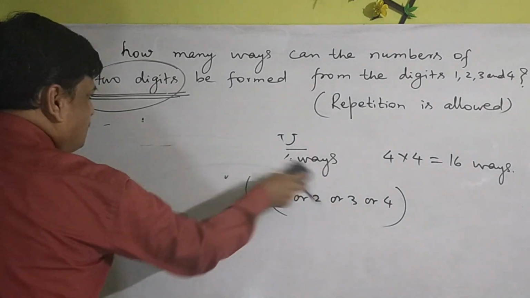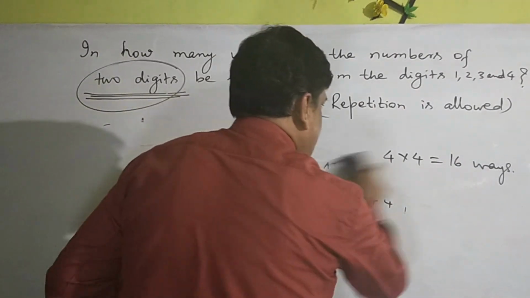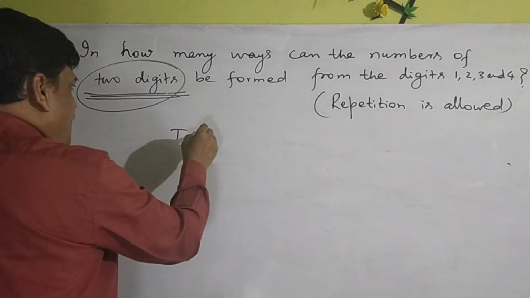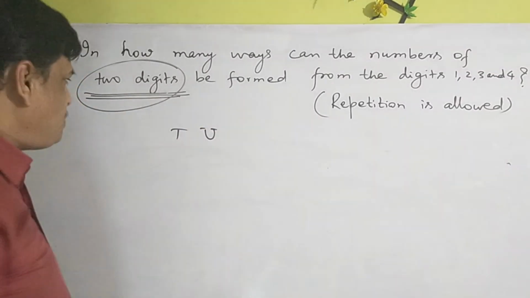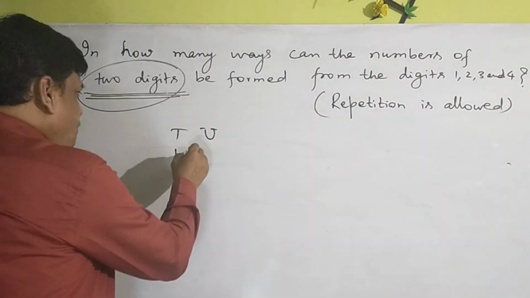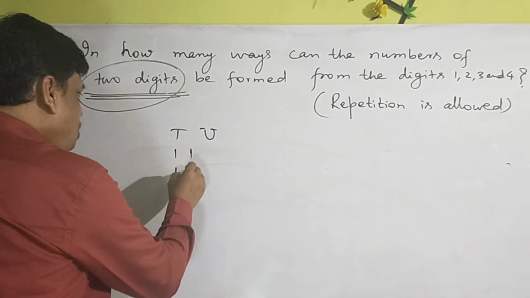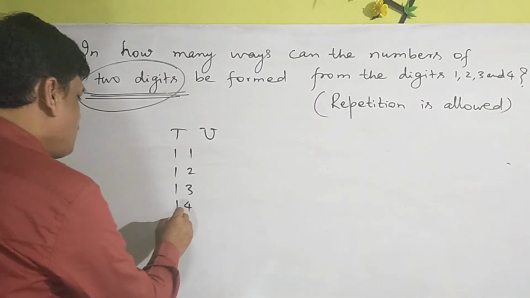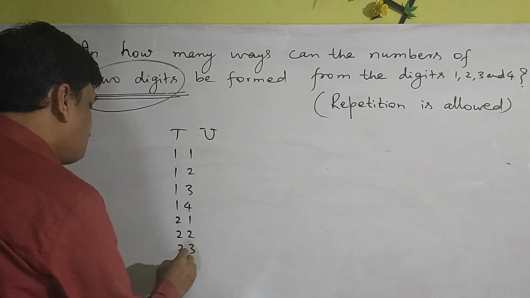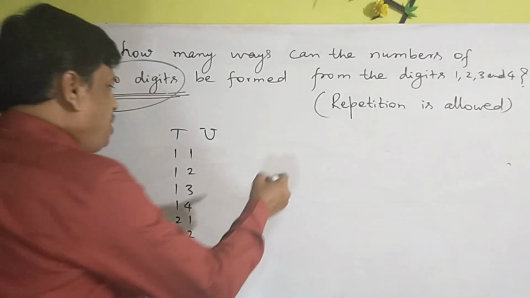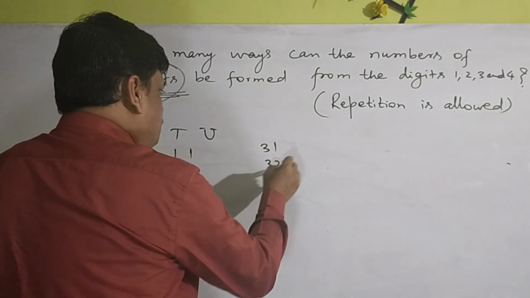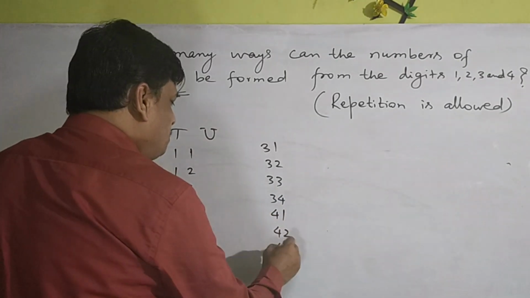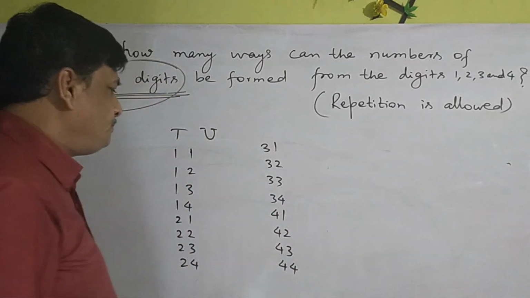We can make it clear by taking what are those numbers. We can also observe these numbers as there are two places, tens place and units place. We can use at tens place 1, unit place 1, tens place 1, unit place 2, 1 3, 1 4, 2 1, 2 2, 2 3, 2 4, 3 1, 3 2, 3 3, 3 4, 4 1, 4 2, 4 3, 4 4.